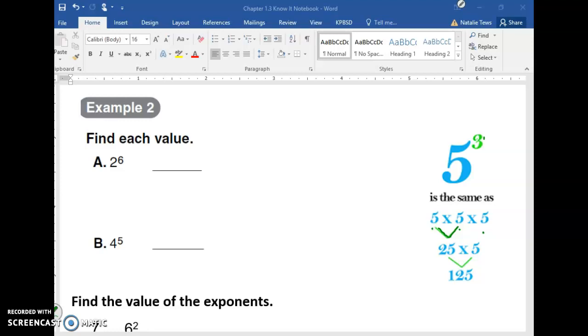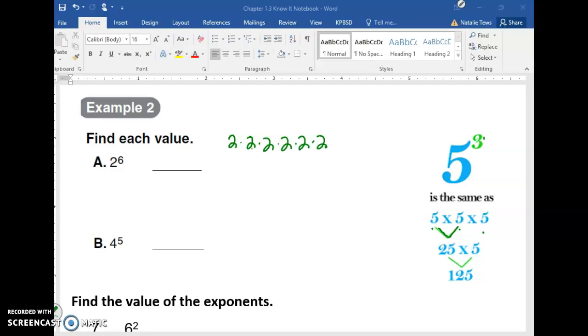I'm okay with you using your calculator, okay? However, you still have to write all of this information down, okay? So I'm okay with you going 25 times 5 on your calculator and then putting in 125, but you still have to write it all down. So let's try 2 to the 6th power. So let's write it as repeated multiplication.